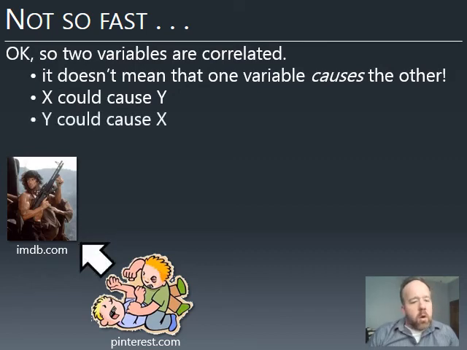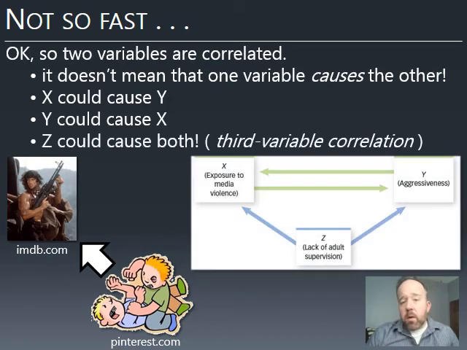Because also, Y could cause X. It could be that children that are already more aggressive or violent are drawn to watching aggressive or violent movies and television. So that relationship could go either way. We can't jump to the conclusion that watching violent TV makes a person aggressive or violent. And of course, neither of those could be true.